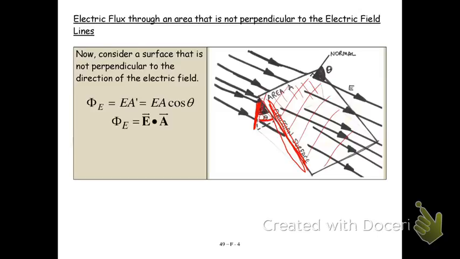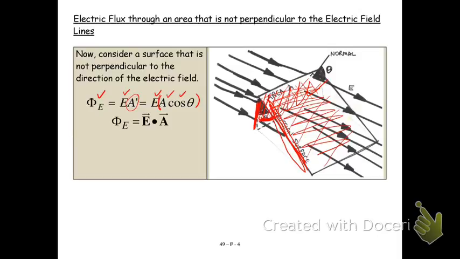So that area divided by that area is the cosine of that angle. If the length divided by the length is the cosine of the angle, then that area divided by that area is the cosine of the angle. So then I can say my flux is equal to my electric field multiplied by that cross-sectional area, which is the electric field times the original area times the cosine of that angle.